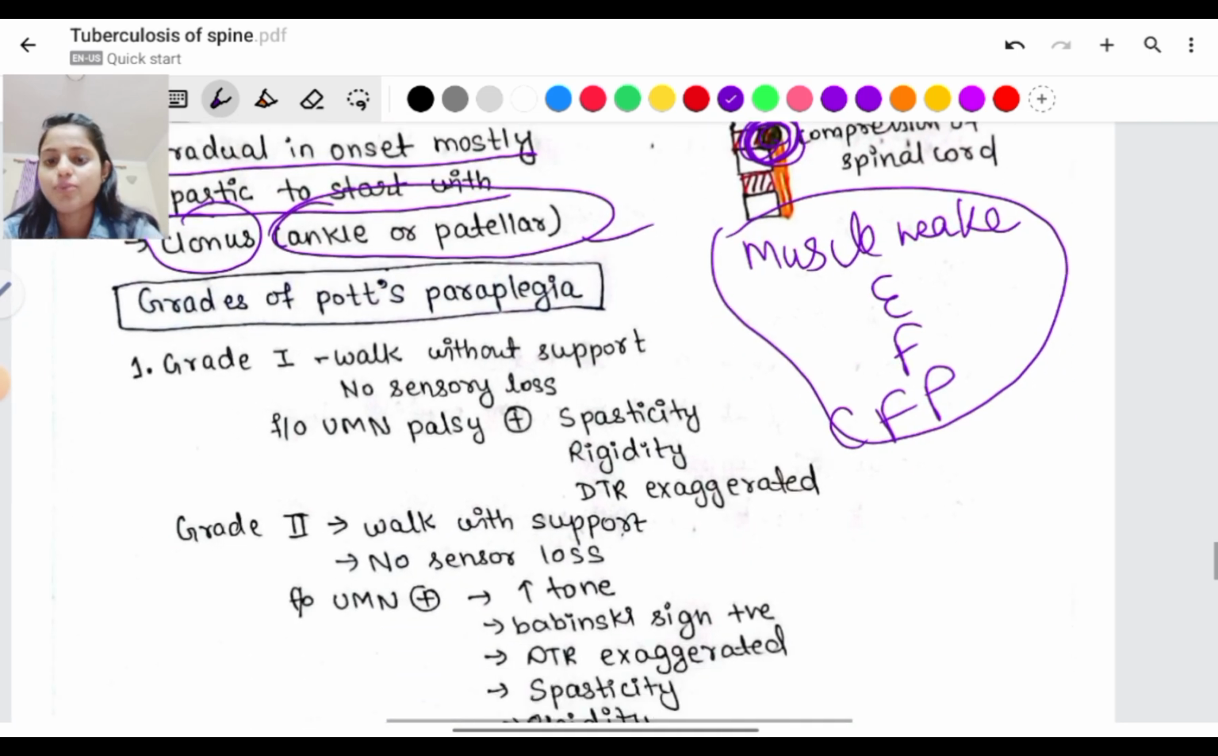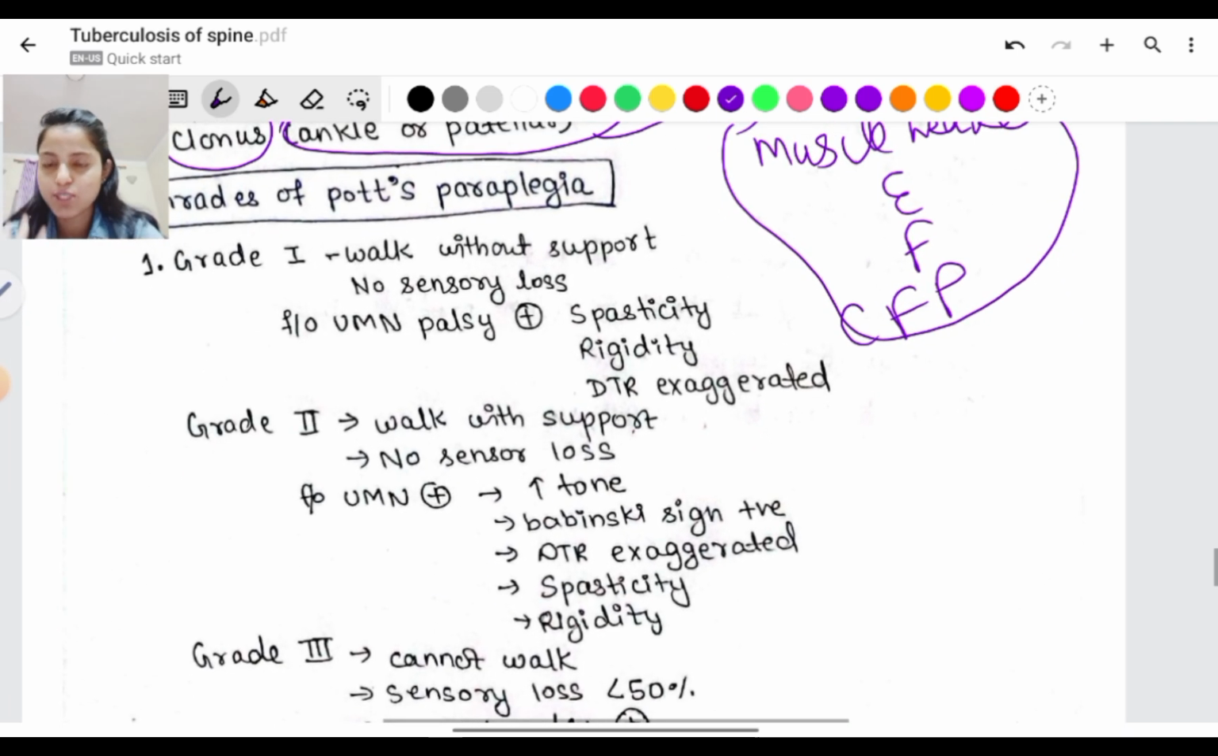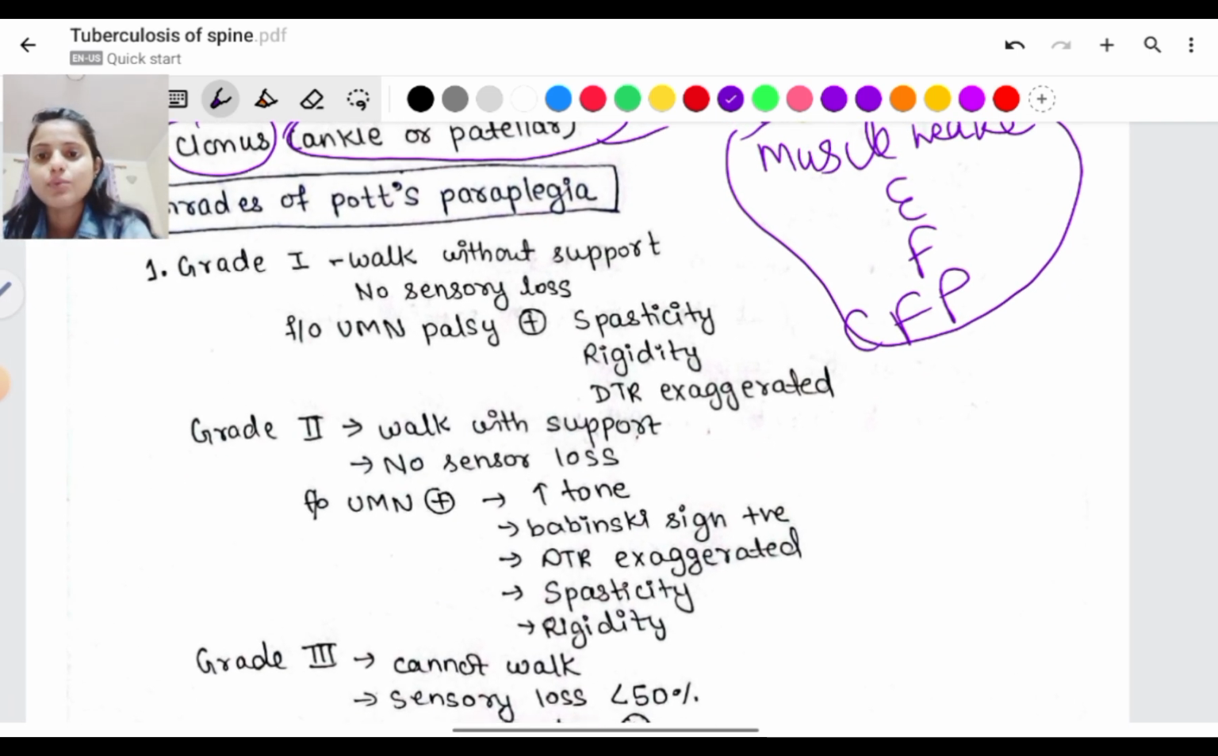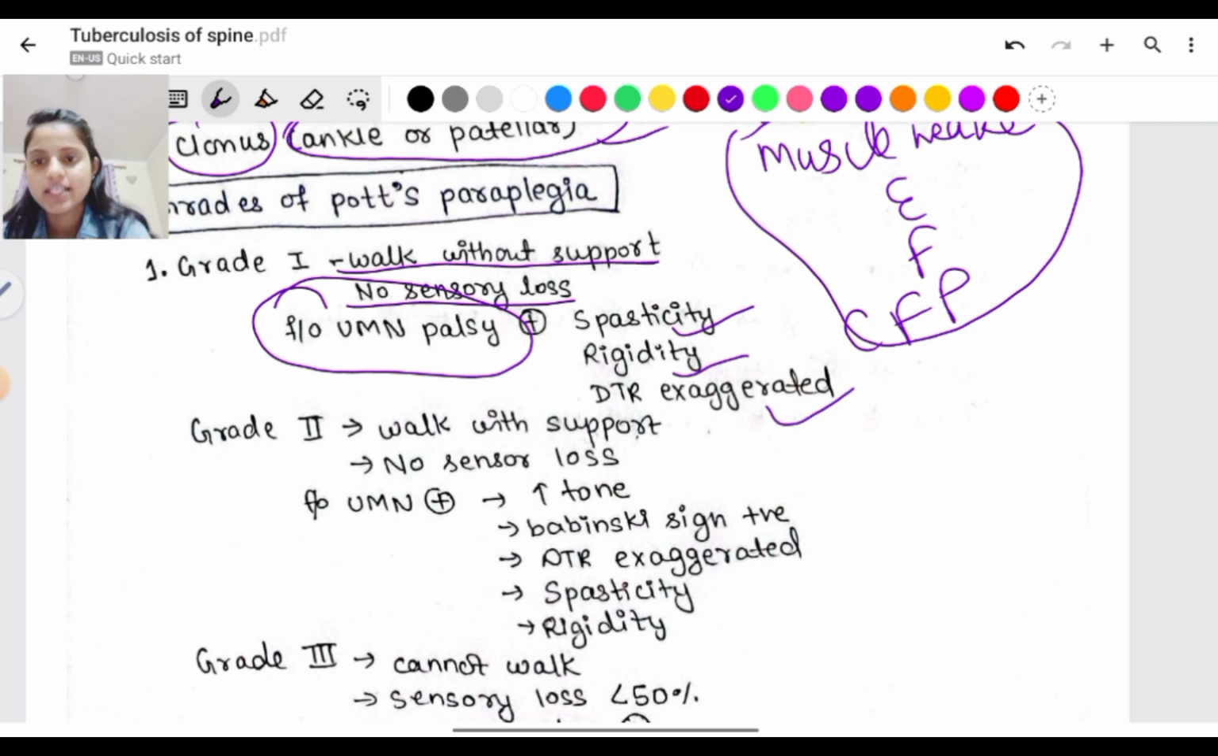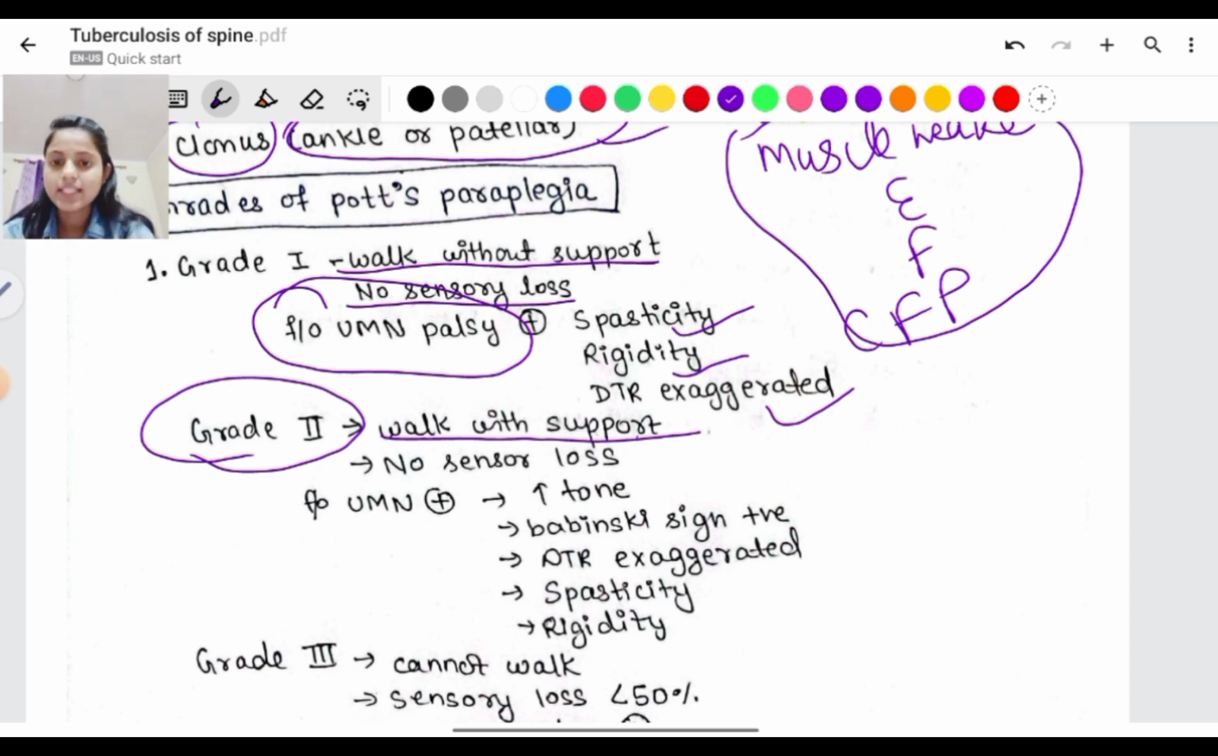Now, grades of Pott's paraplegia. There are 4 grades of Pott's paraplegia. In grade 1, patient walks without support. There is no sensory loss. Features of upper motor neuron palsy may be present, like spasticity, rigidity, and deep tendon reflex exaggerated. In grade 2, the patient walks with support. In grade 1, walk without support, but in grade 2, walk with support. There is no sensory loss, and features of upper motor neuron palsy are present, like increased tone, Babinski sign positive, deep tendon reflex exaggerated, spasticity, rigidity.